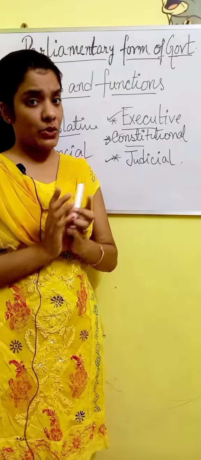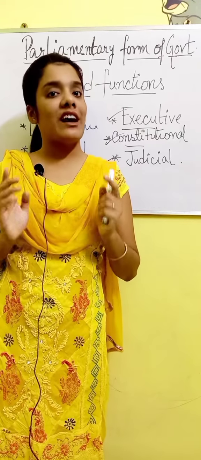Okay, now I will move on to the next half of your chapter. Children, apart from these two houses, that is Lok Sabha and Rajya Sabha, some other people are also involved in the parliamentary form of government. Who are those members? Last day, I guess you remember, I told you that just as you have several organs in your body which perform different functions individually, similarly, our government also has three organs. The three organs of the government are the legislature, the executive, and the judiciary.